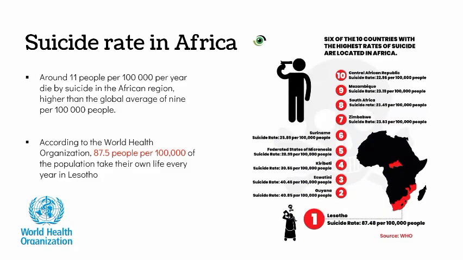Consider this data. Suicide rates in Africa. Six of the 10 countries with the highest rate of suicide are located in Africa. Imagine, Lesotho is topping the table. Lesotho is at the apogee of suicide rates in world records. Around 11 people per 100,000 per year die by suicide in the Africa region, higher than the global average of 9 per 100,000 people. According to the World Health Organization, 87.5 people per 100,000 of the population take their own life every year in Lesotho.